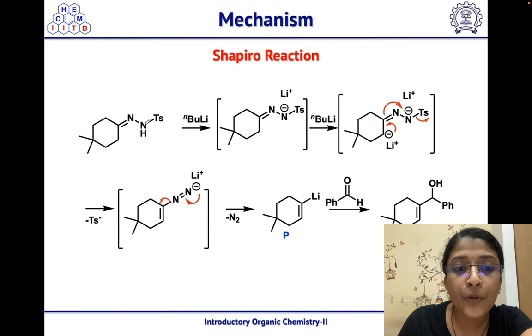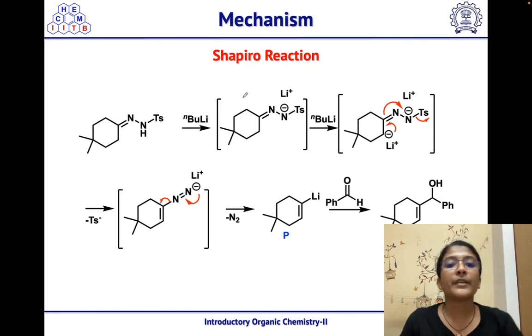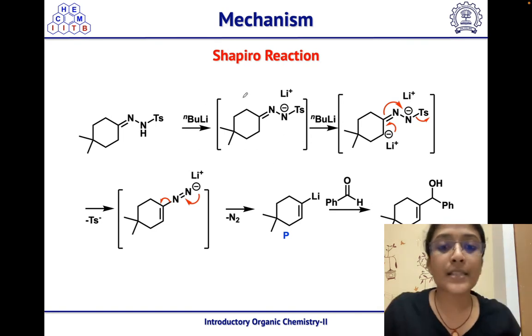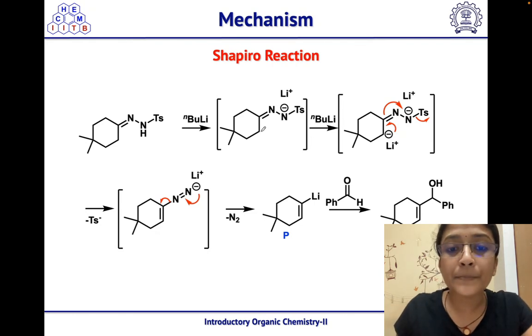So this amine proton is the most acidic proton. Butyl lithium will abstract the proton from this amine and we will get an intermediate like this. But we have excess of butyl lithium in the system, so it will abstract proton from this alpha position as well. So here also a negative charge will be generated. Two negative charges are generated.